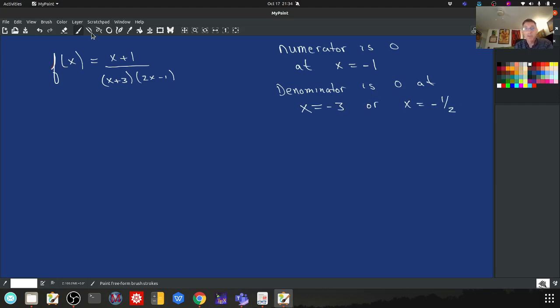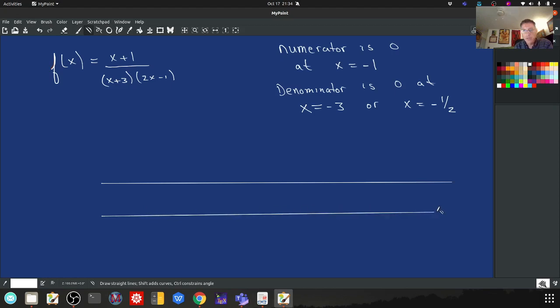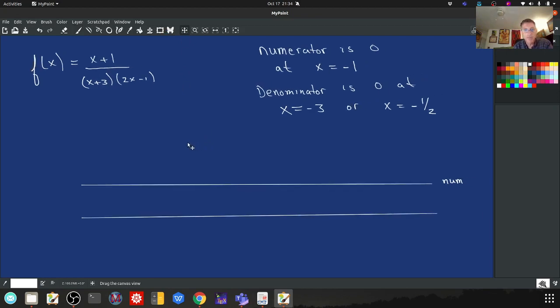So what we're going to do is write 2 lines. The top one will stand for the numerator. These are 2 number lines, okay?